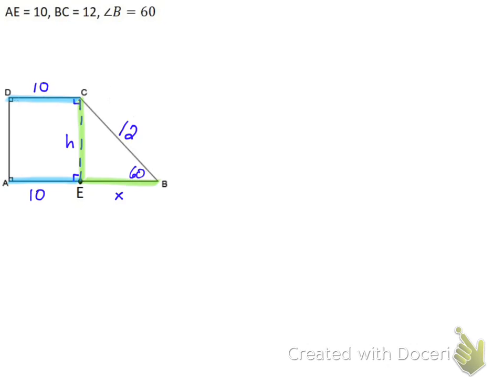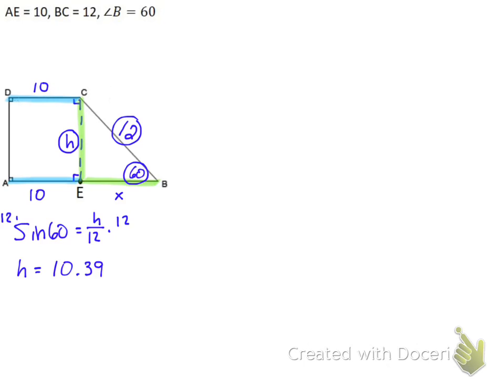So again, I'm going to use trig to find out the things that I need to know. I'm going to use a 60-degree angle to find H, and I'm going to use 12. H is opposite, 12 is hypotenuse. So sine of 60 is equal to H over 12. I can multiply both sides by 12, so 12 times the sine of 60. So my height ends up being 10.39.